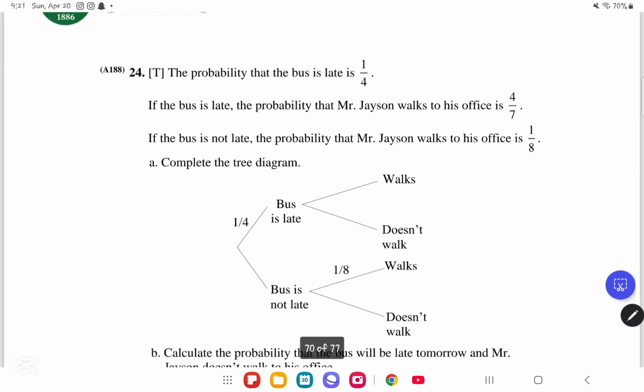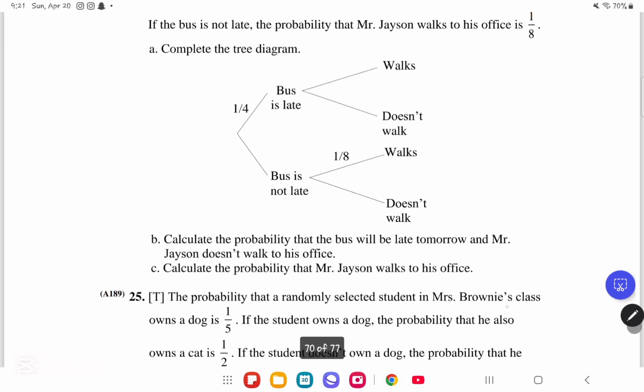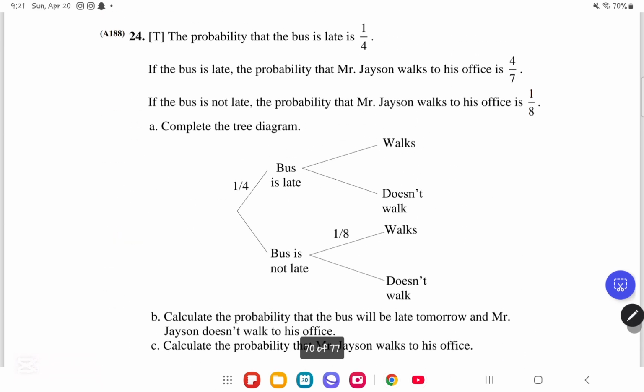We move on to question number 24. So we finished 23. We move on to 24. They said in 24, the probability that the bus is late is 1 over 4. If the bus is late, the probability that Mr. Jason walks to his office is 4 over 7. If the bus is not late, the probability that Mr. Jason walks to his office is 1 over 8. Complete the tree diagrams.